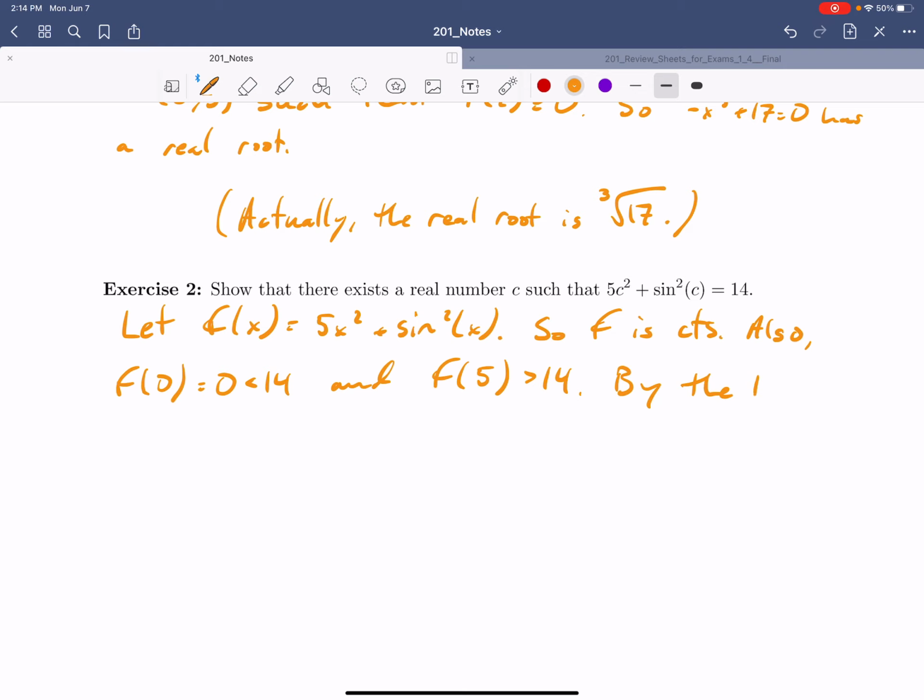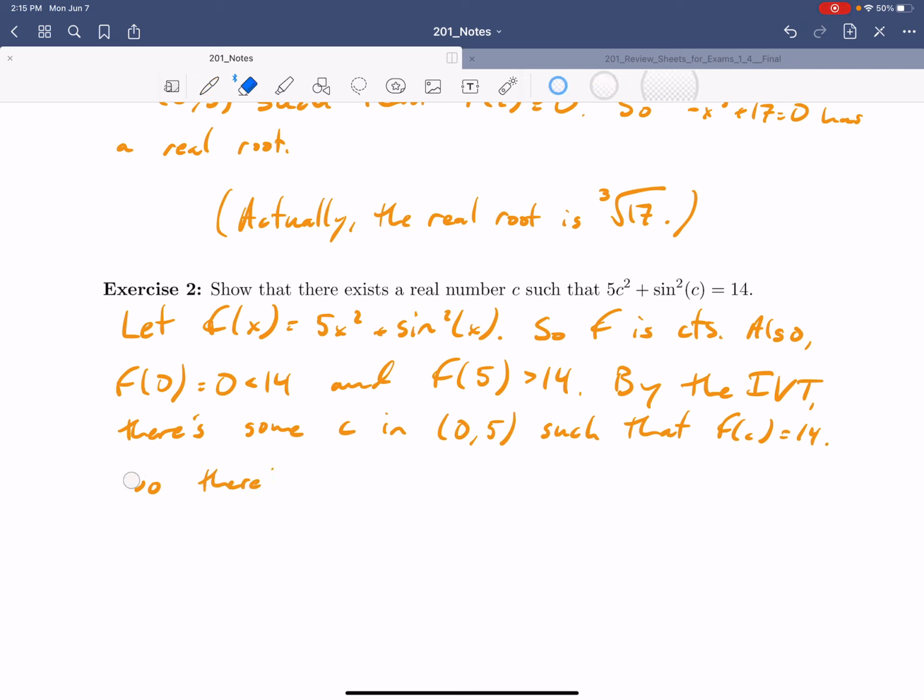So by the IVT, remember, it doesn't matter exactly what the value is. We just need it to be bigger than 14. And so by the intermediate value theorem, there's some c in the interval from 0 to 5 such that f of c equals exactly 14. Well, I guess we're done with that, because f of c equals exactly that value. So we're done.